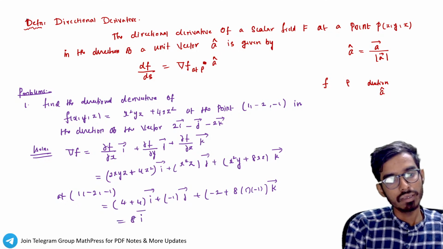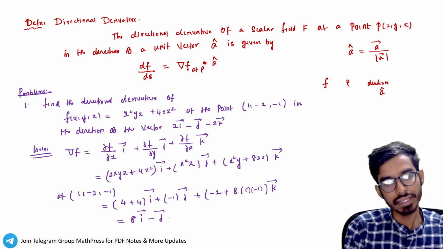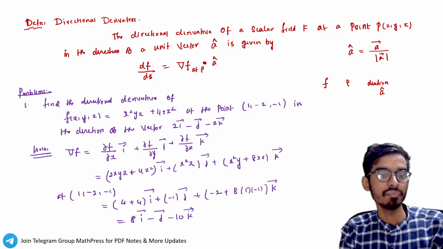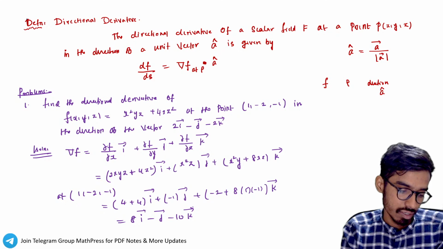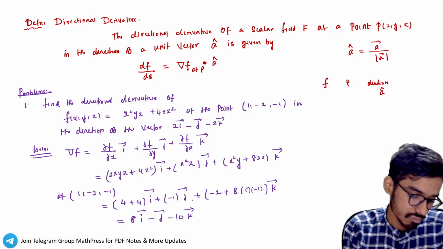So this will be 8i vector minus j vector, minus 2 minus 8, it should be minus 10k vector. This is the del phi, right? This is del phi at this point.